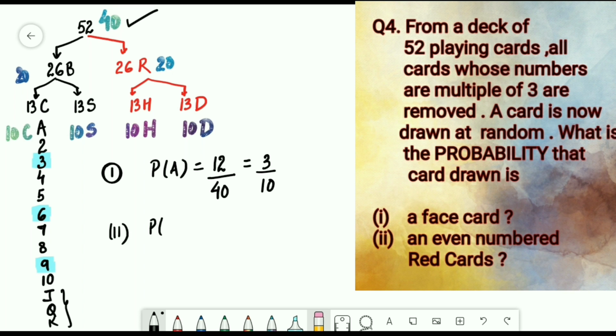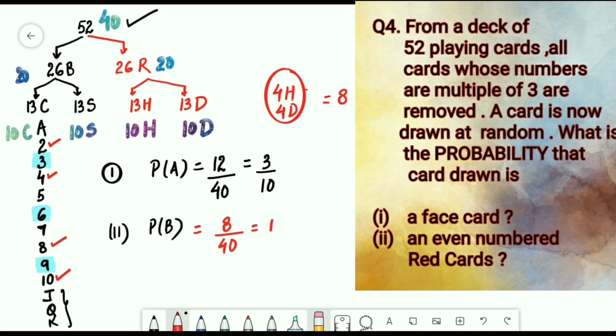Now the second part is the probability of getting an even numbered red card. Okay, even number, it can be 2, 4. We cannot take 6 because we have already removed that card. It can be 8 or 10. So there are 4 cards in one suit, like 4 cards will be from heart and 4 cards will be from the diamond. So in total we have 8 such cards. So probability in this case is 8 divided by 40. So 1 upon 5 is the final answer.